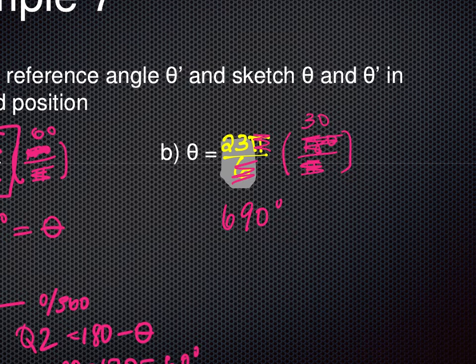So 690. You can draw this angle. I personally would subtract one whole circle just to make this a little easier on us. So if I subtract one whole circle, minus 360, what does that give me? 330. All right, so think about where 330 is.